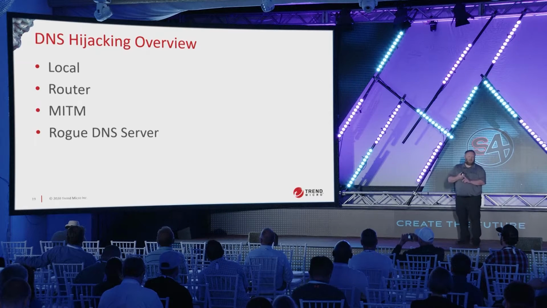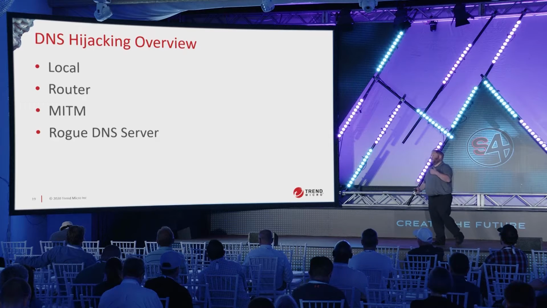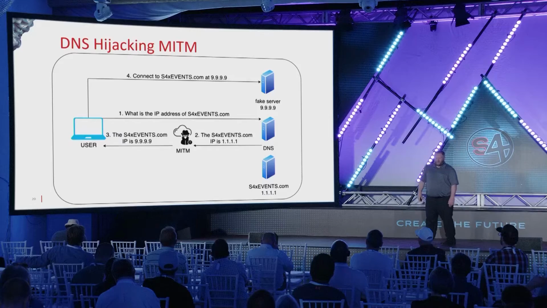You can either do a local DNS hijacking if you take over like the /etc/hosts file. If you break into a router and you can change some of the routes or some of the name resolution, you can do it that way. We went with the man-in-the-middle type of attack. Additionally, you could set up a rogue DNS server and have it create different answers. So this is kind of a walkthrough.